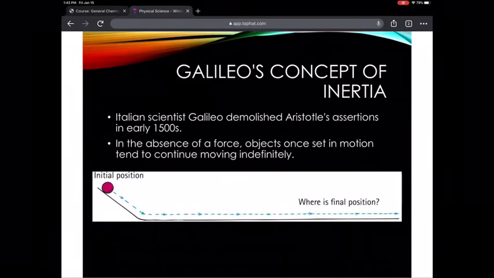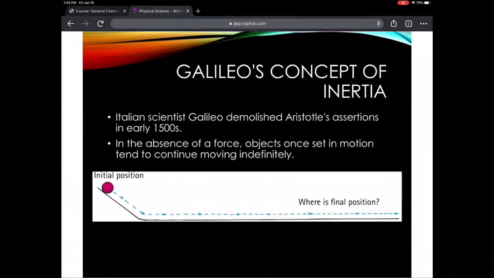So Galileo said, in the absence of a force, remember a force is just a push or a pull, objects once set in motion tend to continue moving indefinitely, forever. So the idea with this picture is if this ball starts rolling down the slope, without anything to stop it, it should just keep going forever. If there's no friction, no running into things on the floor, nothing blowing on it, so on, Galileo said this ball should just keep on moving forever.